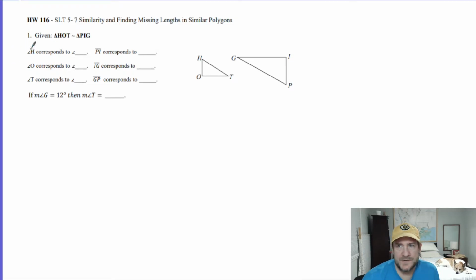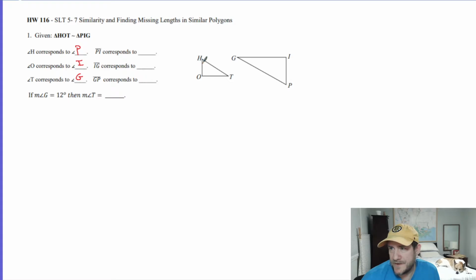So here when it asks you H corresponds to, I wouldn't even look at the picture. I would just look at the similarity statement. You know that H coming first means it corresponds with P because that also comes first. And yes, it's just that easy. So O corresponds with I and T corresponds with G because the first letter always corresponds with the first letter.